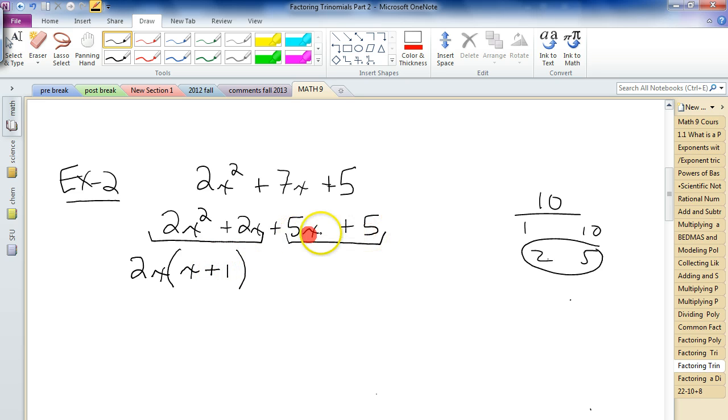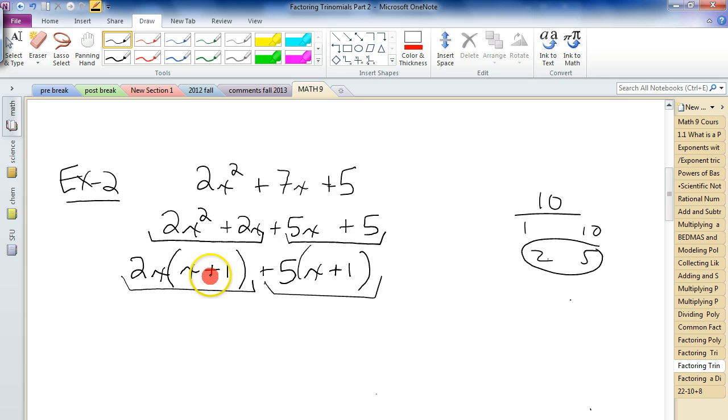What can we pull out of 5x plus 5? We can pull out a 5. When we pull a 5 out of here, you're left with just an x. You pull a 5 out of here, you're left with just 1. Isn't it neat how you always end up with the same binomial term there? What do both these groups have in common? They both are multiplying x plus 1.